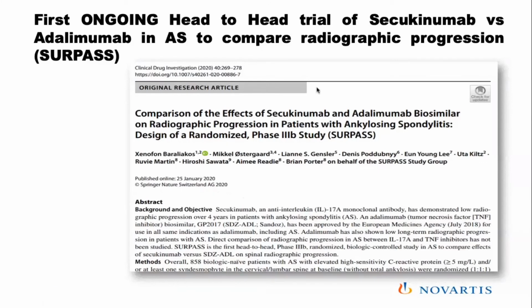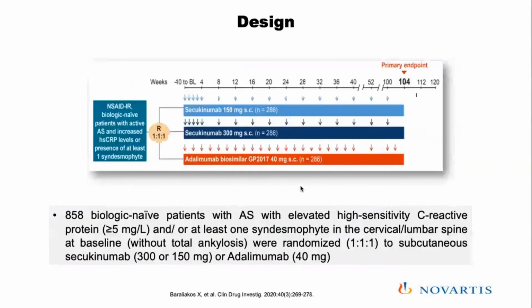The first head-to-head trial of secukinumab versus adalimumab biosimilar to compare the radiographic progression is ongoing. This is called the SURPASS trial. It is a phase 3 study. So 858 biologic naive patients with AS, with elevated CRP and at least one syndesmophyte in the cervical or lumbar region at baseline, were randomized to receive secukinumab 300 mg or 150 mg or adalimumab 40 mg.